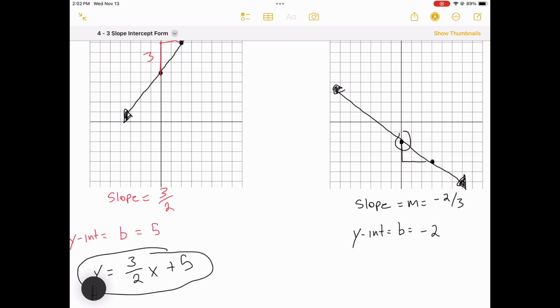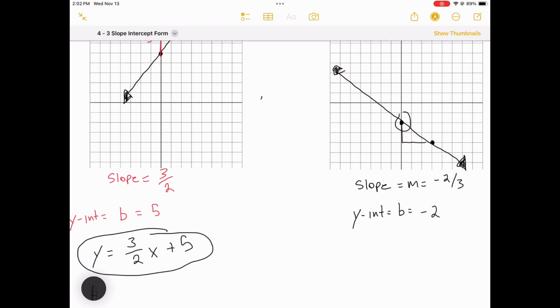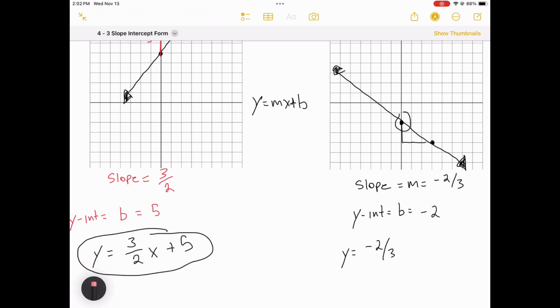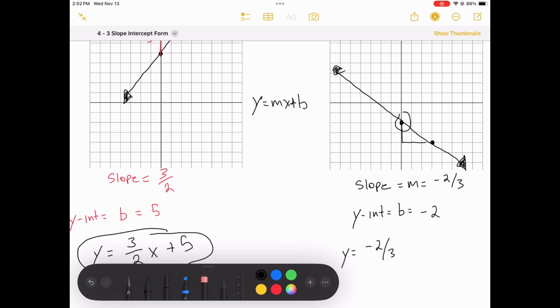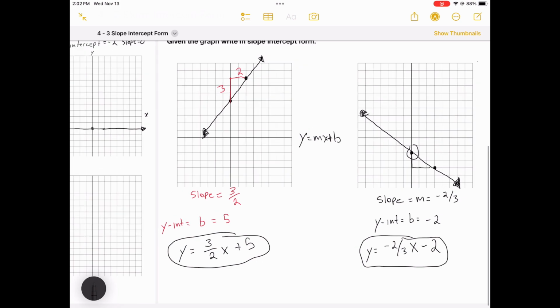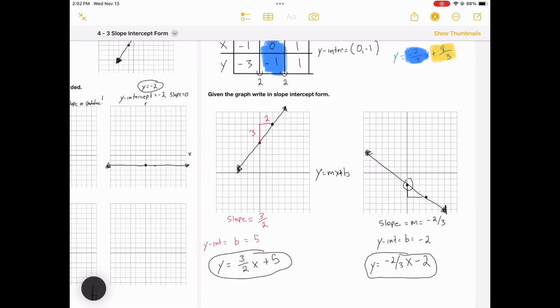And then with all this information, I can just put it into my slope-intercept form, which was y equals mx plus b, if you need to recall that. And so I'm going to have y equals -2 over 3 minus, oops, I almost forgot something very important. Y equals -2 over 3 x minus 2. There you go. That should cover you on slope-intercept form. The assignment is called 4.3 slope-intercept form. It matches the notes.